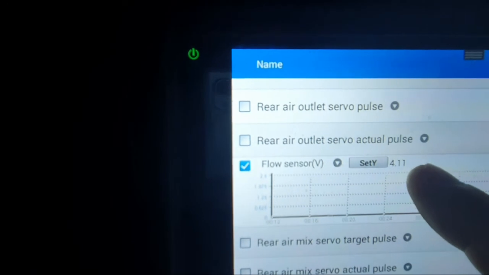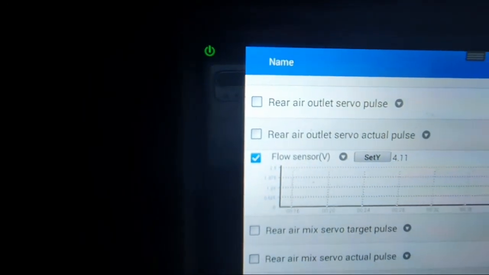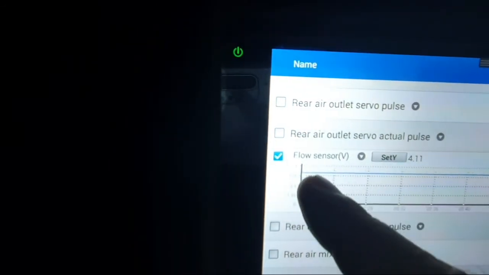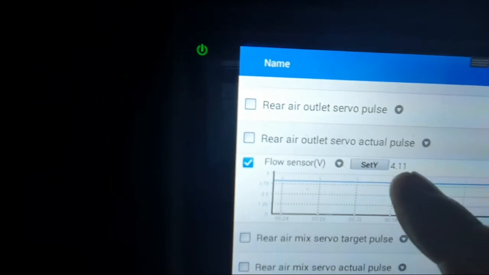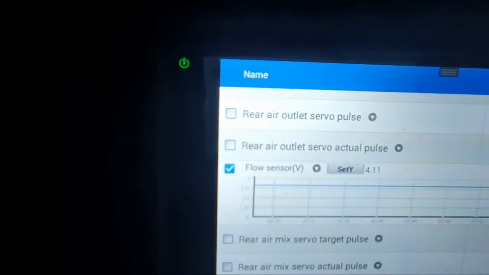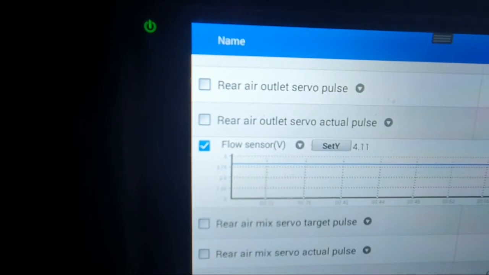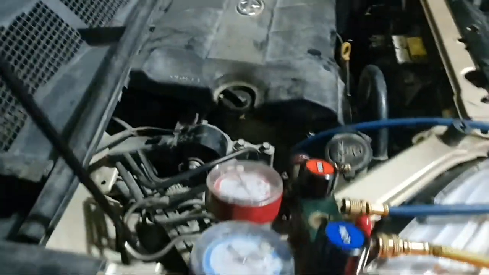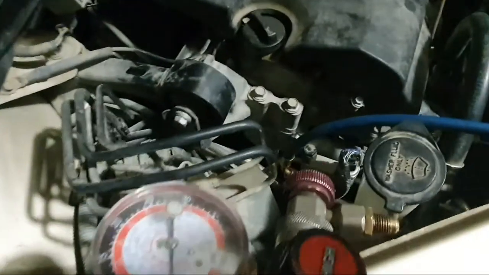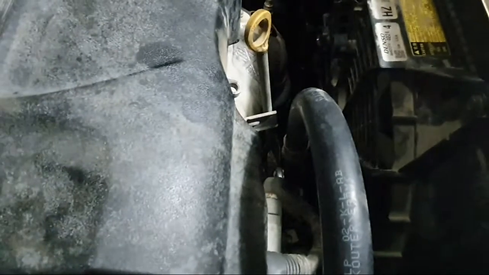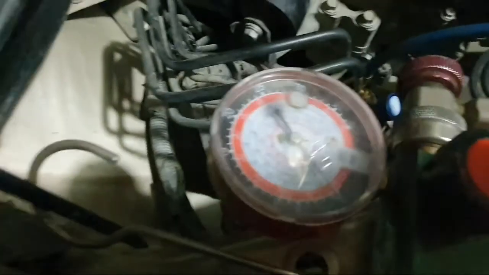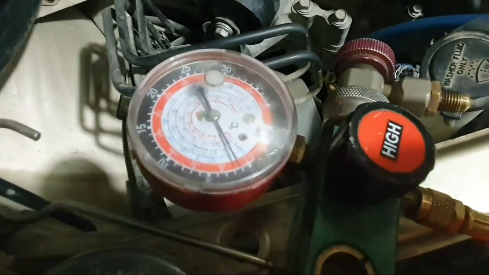Before, the air conditioning was not working because of the voltage of the flow sensor. Now the voltage is good, reading 4.11. Everything is working good. The compressor is running and the air conditioning is full. Pressure is 30 psi.